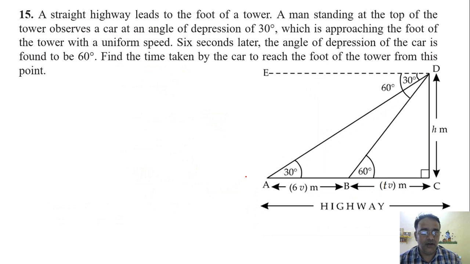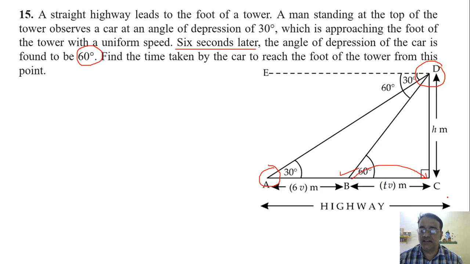No, sir. Okay, now we'll move towards the 15th question. A straight highway leads to the foot of a tower. A man standing at the top of the tower observes a car at an angle of depression 30 degree, this car, which is approaching the foot of the tower with a uniform speed. Now 6 seconds later, the angle of depression of the car is found to be 60 degree. Find the time taken by the car to reach the foot of the tower from this point. So यहाँ पे पहुँचा 6 seconds के बाद यहाँ से यहाँ पे कितना टाइम लग रहा, that we have to find.